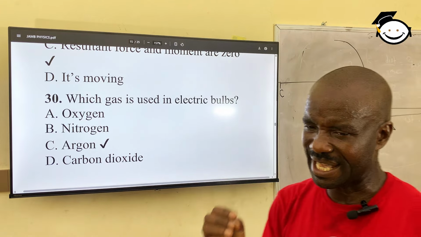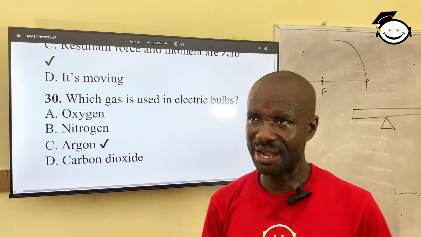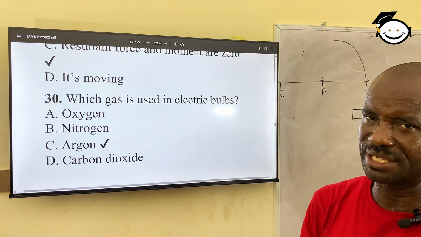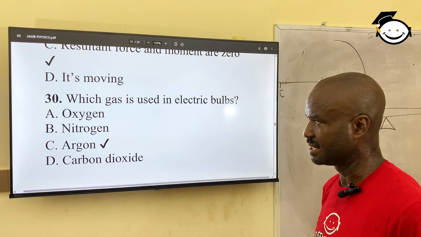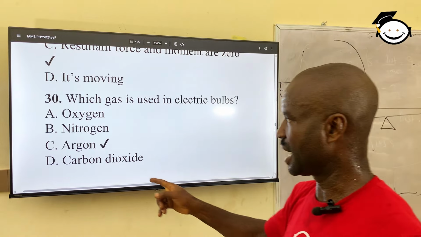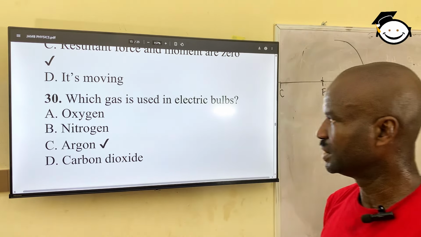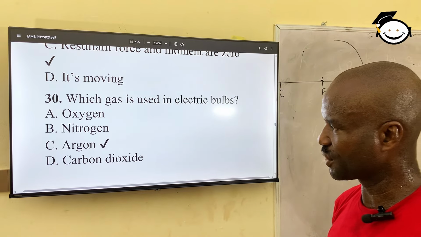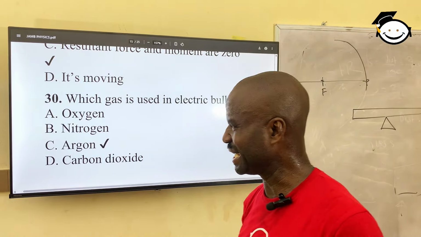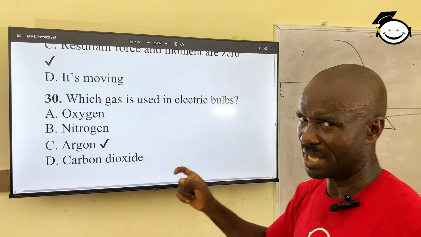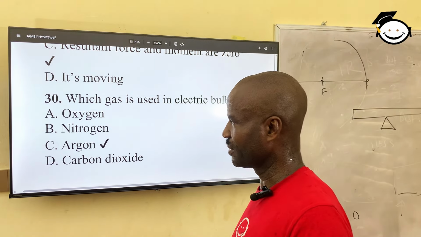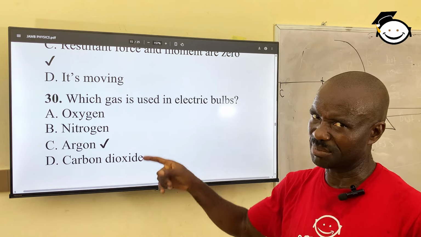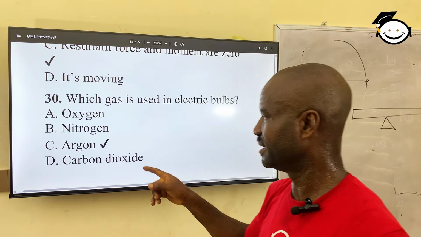So we need a gas, and those gases are called noble gases because they don't react. They don't allow the core to react. So which of them is a noble gas? A, oxygen, no. Nitrogen, no. Argon. Argon is the correct answer. It's an example of a noble gas. It does not allow the material to react with the tungsten, so it does not allow oxidation to take place in the bulb.